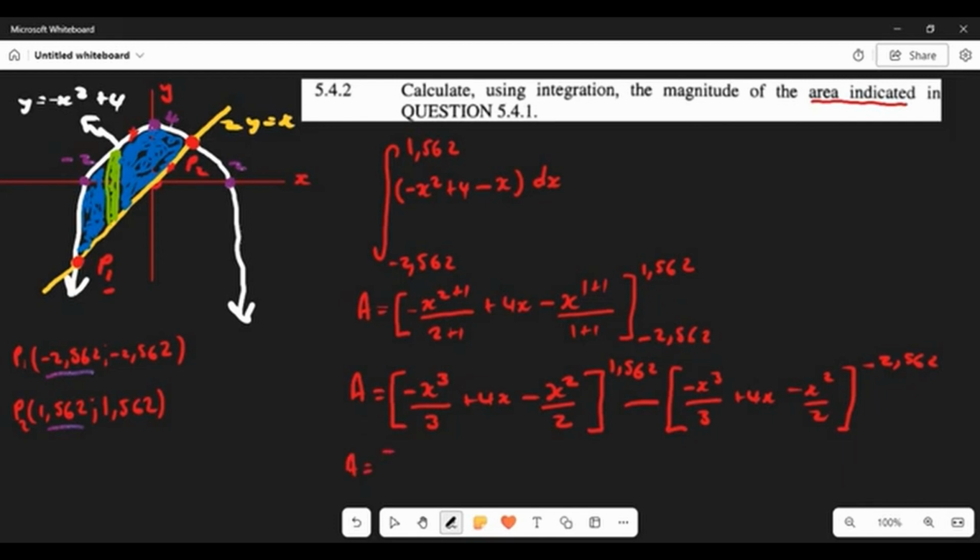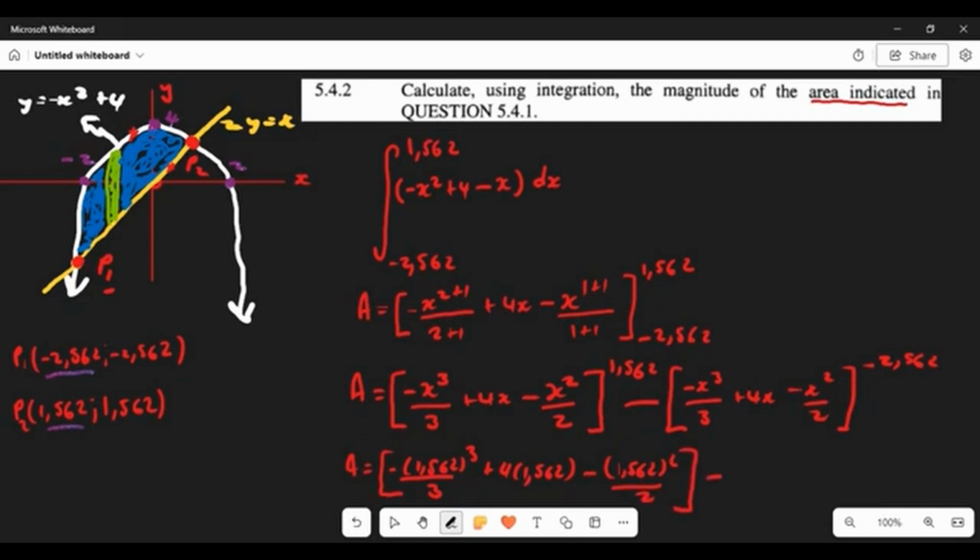So the next step here, you just substitute wherever there is x with the limit. So the first bracket here, wherever there is x, you substitute with the upper limit. So let's start. We can say negative 1,562 cubed divided by 3. Remember, where there is x, we substitute with the upper limit, plus 4 multiplied by 1,562, minus 1,562 squared divided by 2. So this is actually the upper limit.